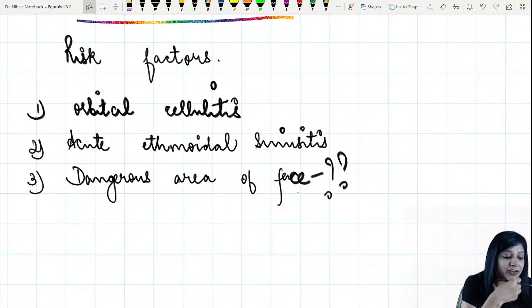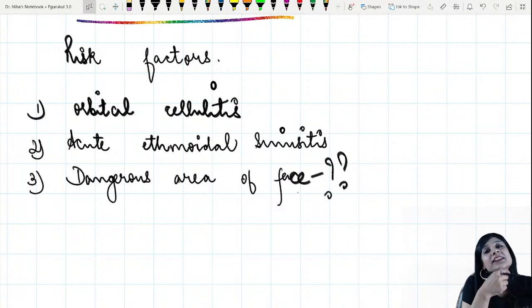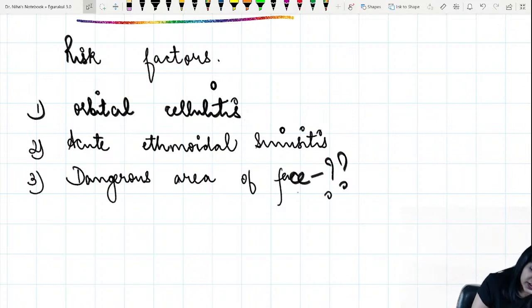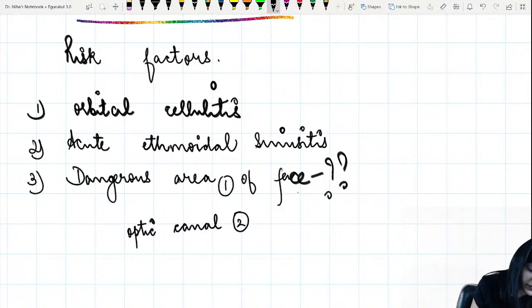Yes, very good Avinash. Bone erosion is very important. You have to see the optic canal involvement because the optic nerve passes through the optic canal. What is the other structure that passes through the optic canal? Guys, this is your question number 2. And question number 1, what is the dangerous area of the face? Can you answer?